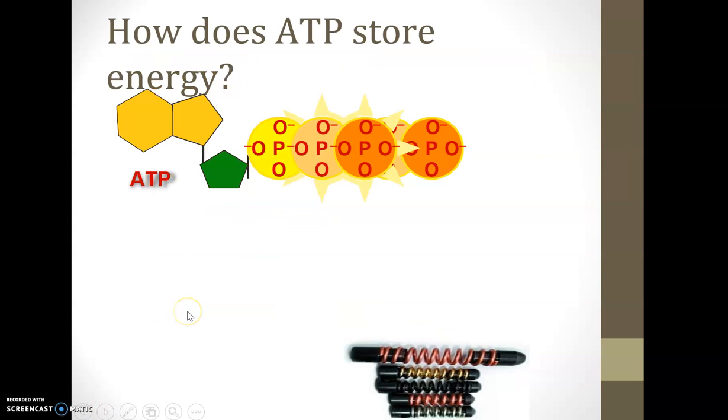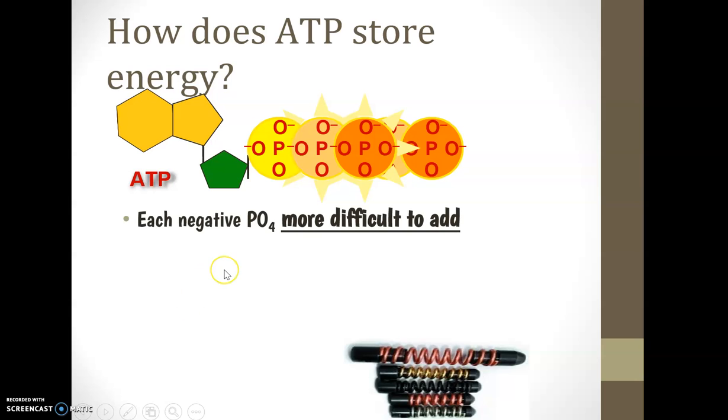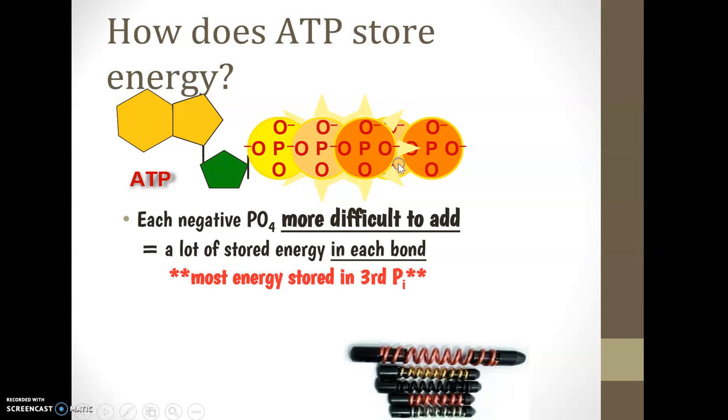Now, how does ATP actually store the energy? The way it stores the energy is through the phosphate groups. Our phosphate groups are very, very negative. Phosphorus and oxygen are very electronegative. Because of that, it's more difficult to add phosphate groups, because there's so much energy in the bonds between each phosphate group. Most of the energy, though, is stored in the third phosphate. So for adenosine triphosphate, that's where we have the most energy, because of that third phosphate group.